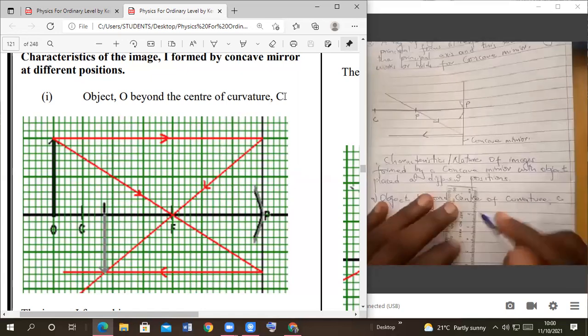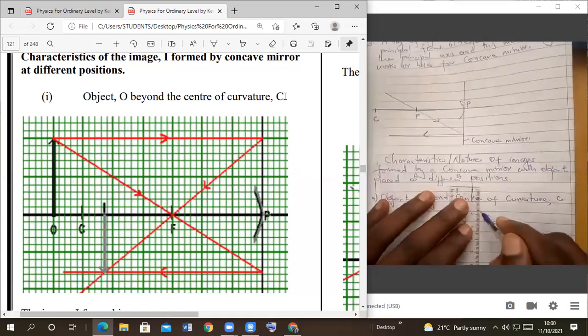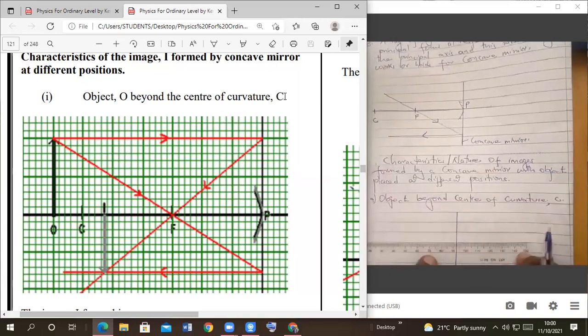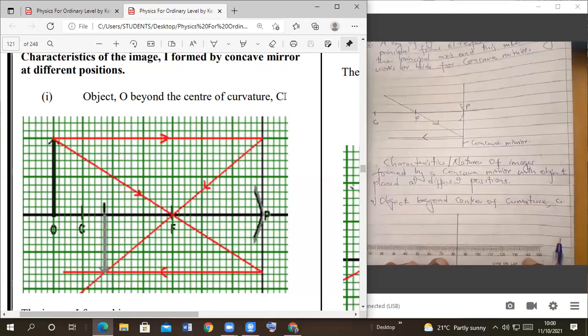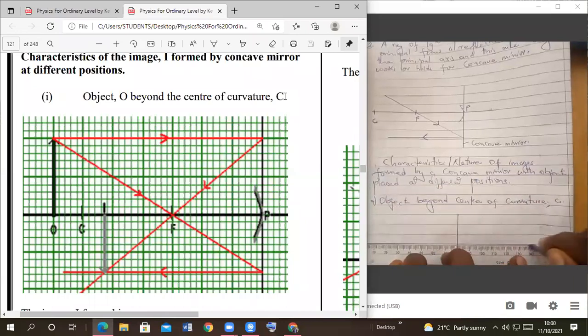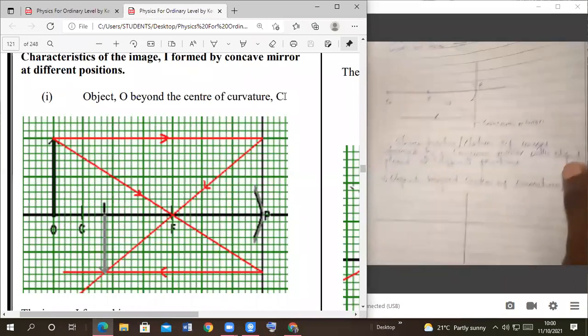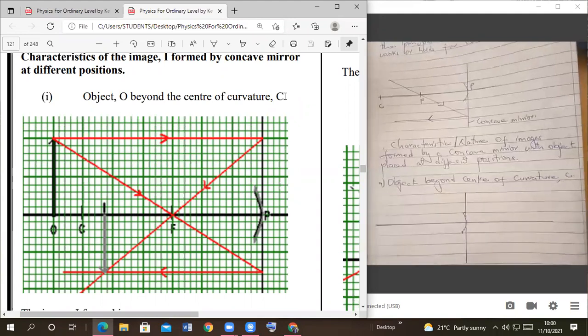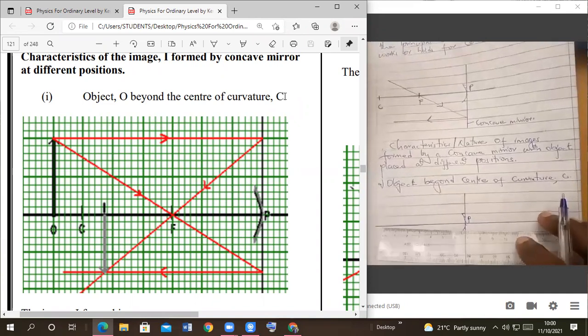We start by drawing. Draw the principal axis. Members, are we together? Yes. So the mirror is a concave. So I just draw a small curve there, then I shade the other side. You have seen how to draw that. So this is the pole of the mirror. So now here you have to be very accurate. Be very what? Accurate. Otherwise, it will affect the formation of the image.